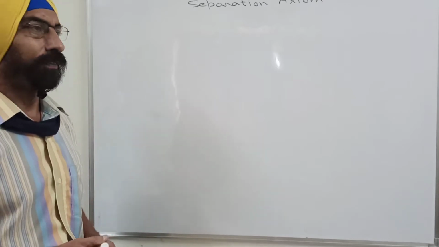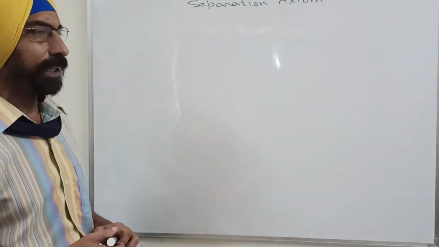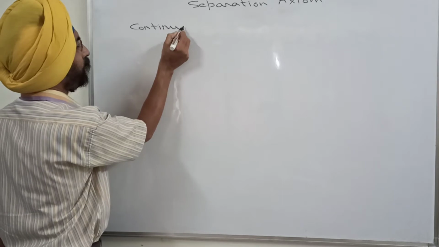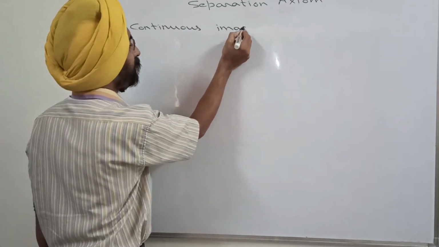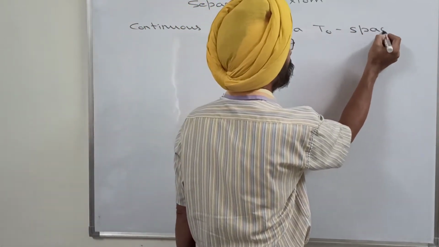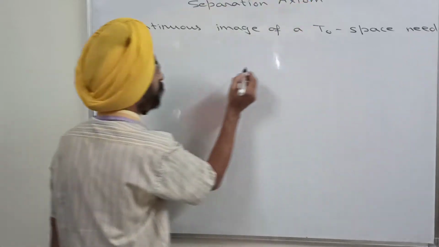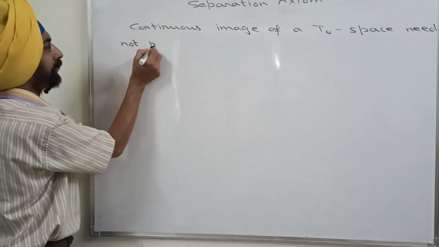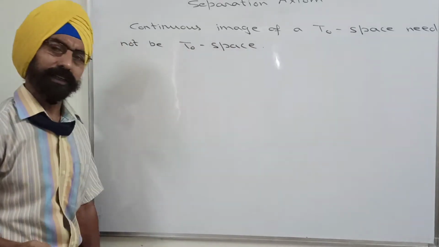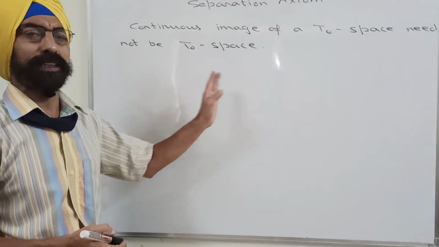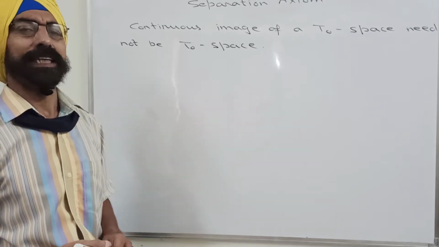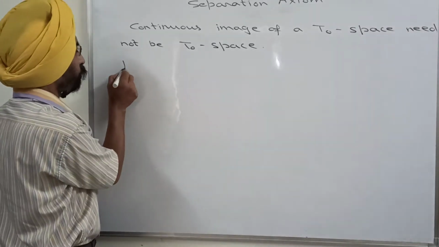So there is a theorem of T-naught spaces, you can say, that the continuous image of a T-naught space need not be a T-naught space. So if a space is T-naught and there is a function from this space to another space which is continuous, then the image space need not be a T-naught space. This is our theorem. So how to prove it?